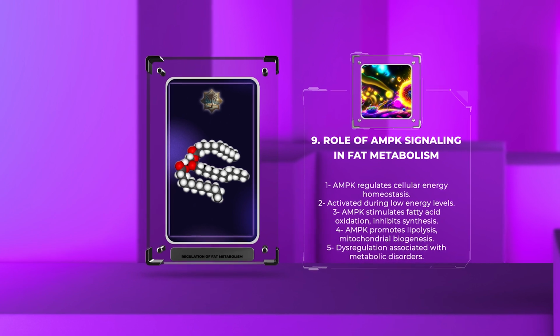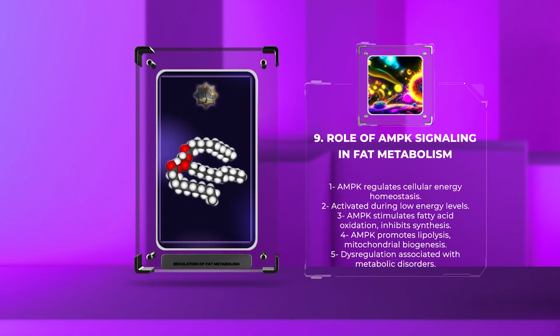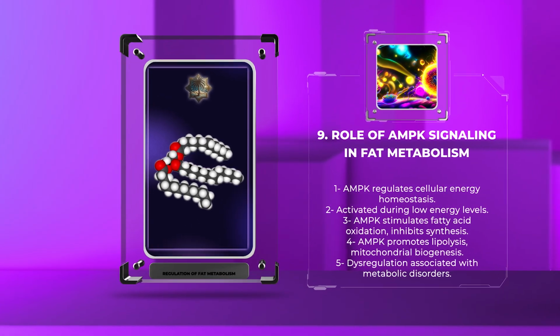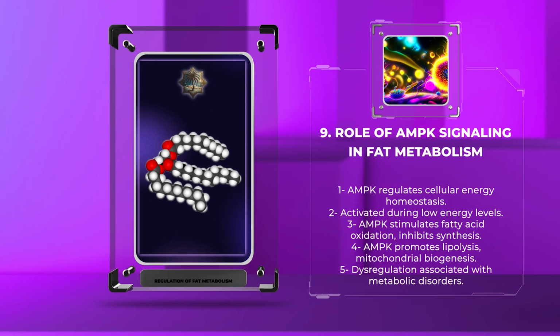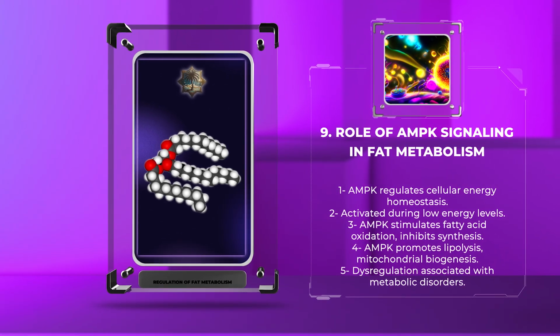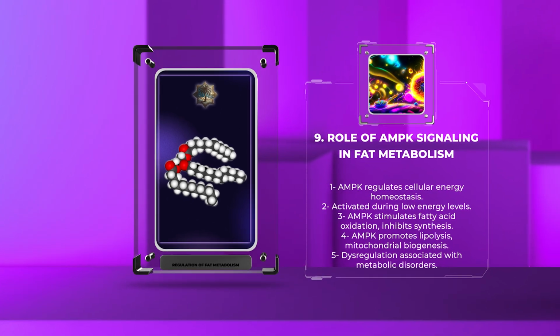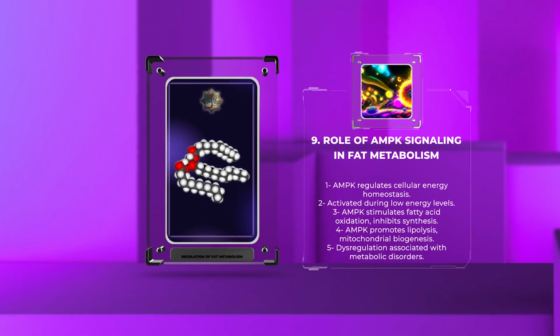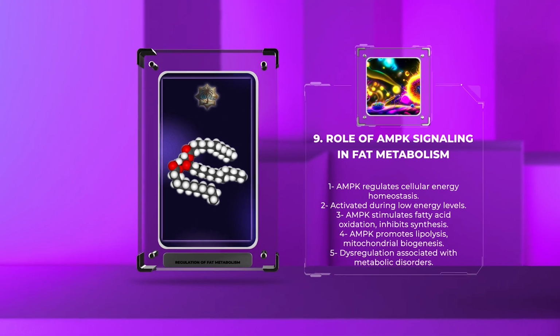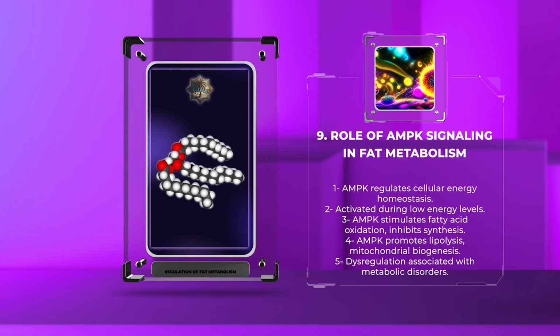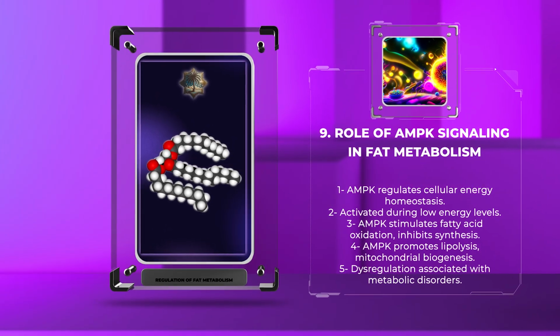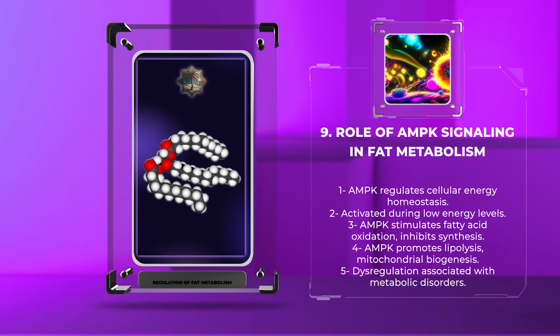The dysregulation of AMPK signaling has been associated with metabolic disorders such as obesity, insulin resistance, and fatty liver disease. Therefore, understanding the intricate role of AMPK in fat metabolism is crucial for the development of potential therapeutic interventions. Now that we have explored the role of AMPK signaling in fat metabolism, let us move on to our next topic, noncoding RNAs in fat metabolism.